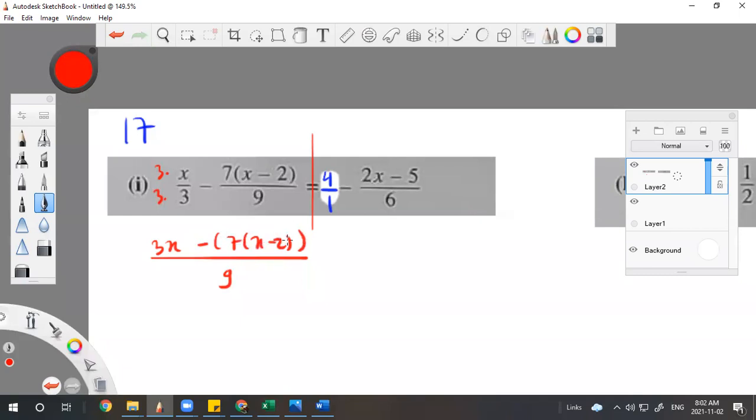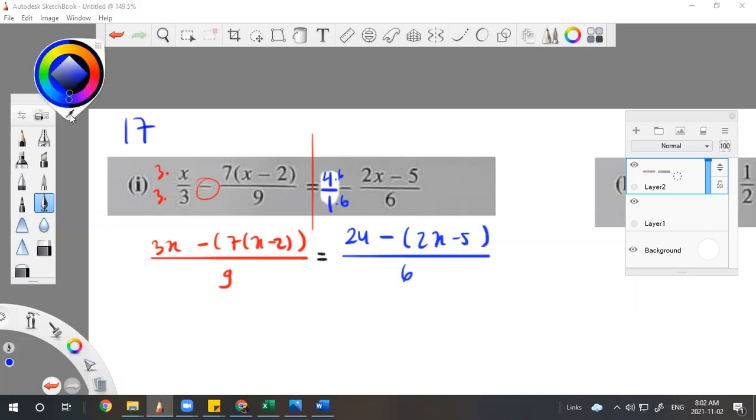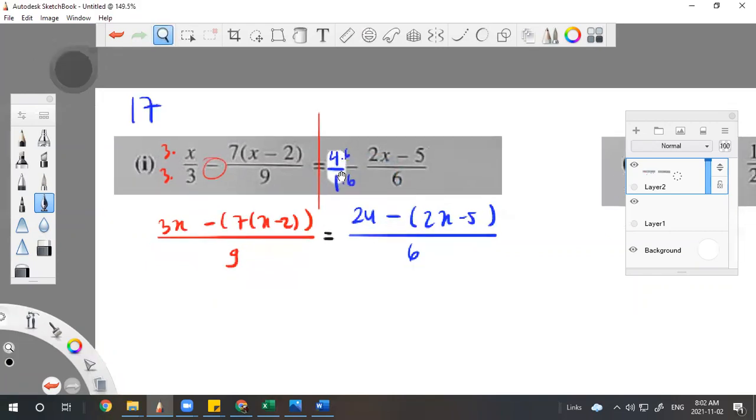Double bracket. Why does it have to be double bracket, guys? Because this is negative, so you have to put the bracket on all the sides, right? Equals to... the blue color, better. Times 6, right? Over 6, 24 minus bracket again, 2x minus 5. So I have to put the brackets on the negatives.